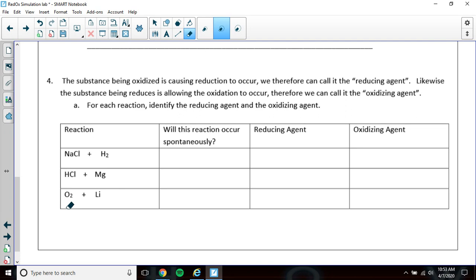Then Li and O, these are super reactive. Li is the most reactive metal, and O2 is right up there. Will it react? Absolutely. We know if I take lithium and put it in oxygen, it's going to go.